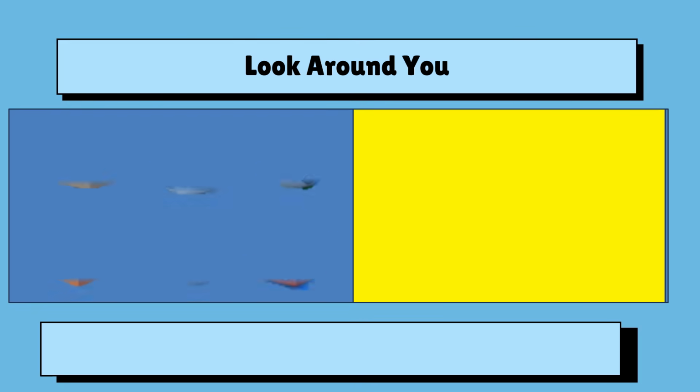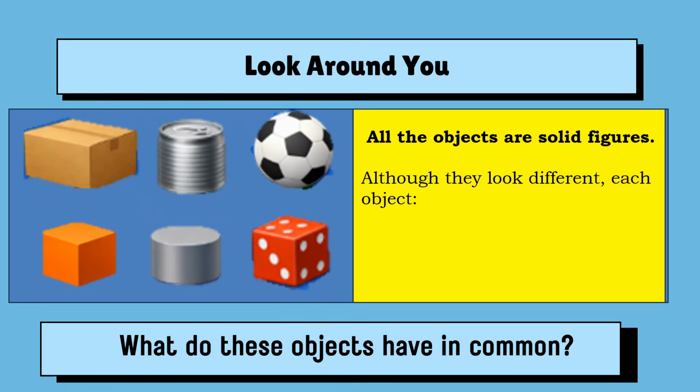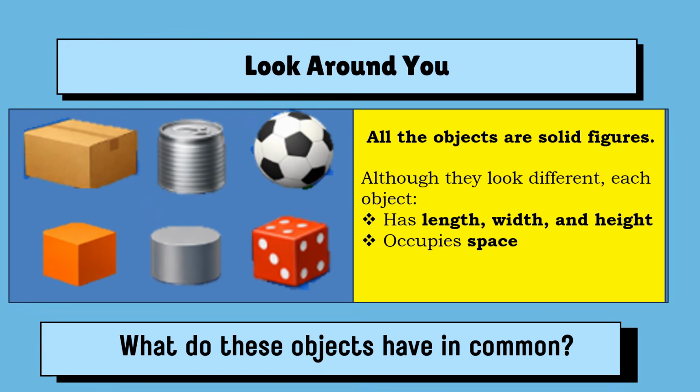Look around you. What do these objects have in common? Alright, all the objects are solid figures. Although they look different, each object has length, width, and height, occupies space, and lastly, can be held and touched.